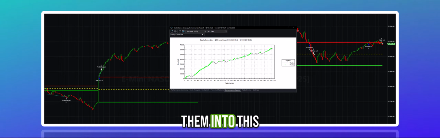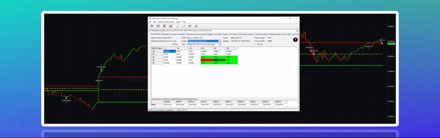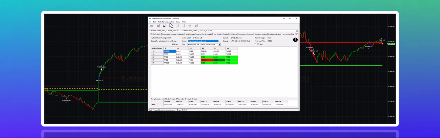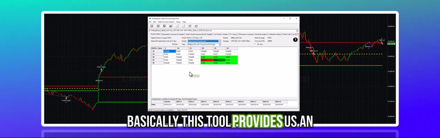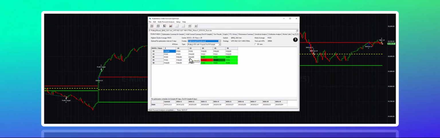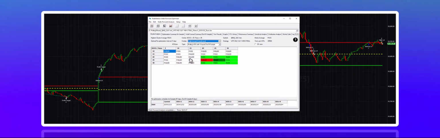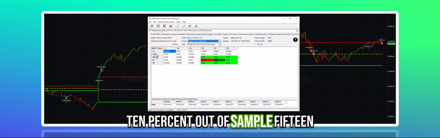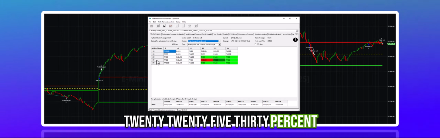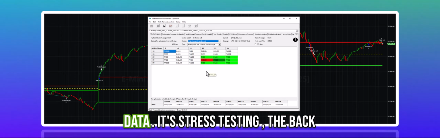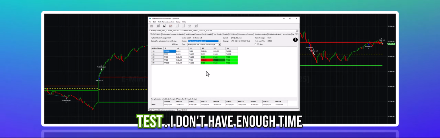But to safeguard that, what we've done is to take the 30,000 tests and to save them into this. What is this? This is a forward test. TradeStation Walk Forward Optimizer. Basically, this tool provides us an opportunity to take the backtest information and plug it into a randomizer. Think of it as a bunch of spreadsheets. 10% out of sample, 15, 20, 25, 30% out of sample, 5 runs, 10 runs, 15 runs, and it randomizes the data. It's stress testing the backtest.